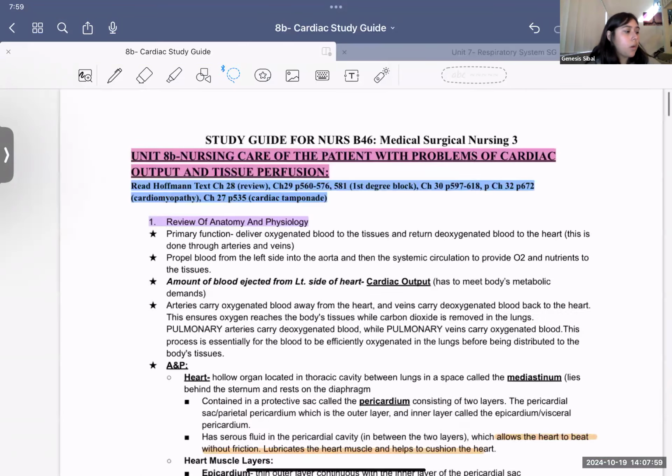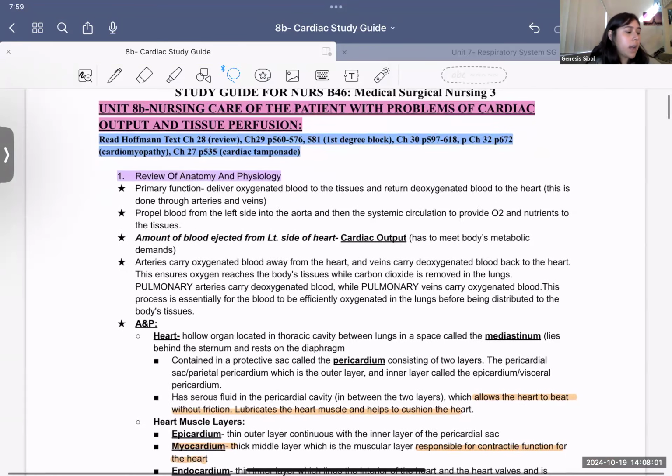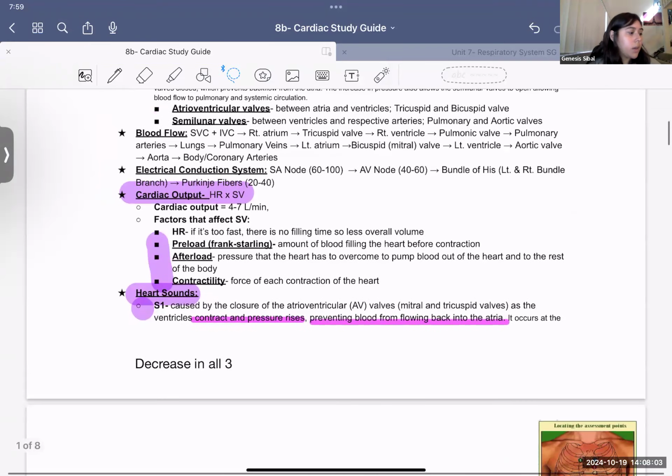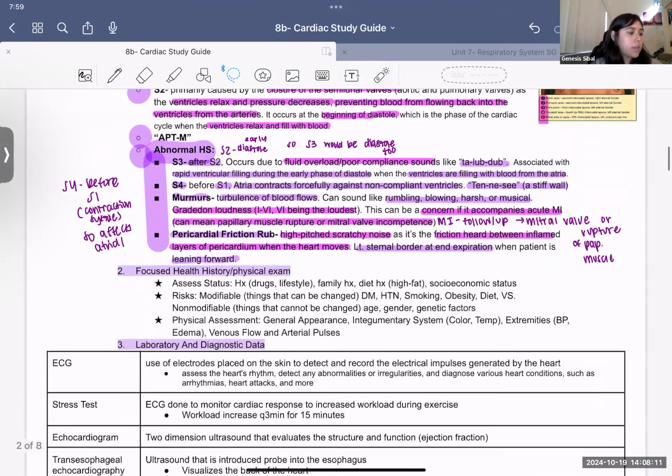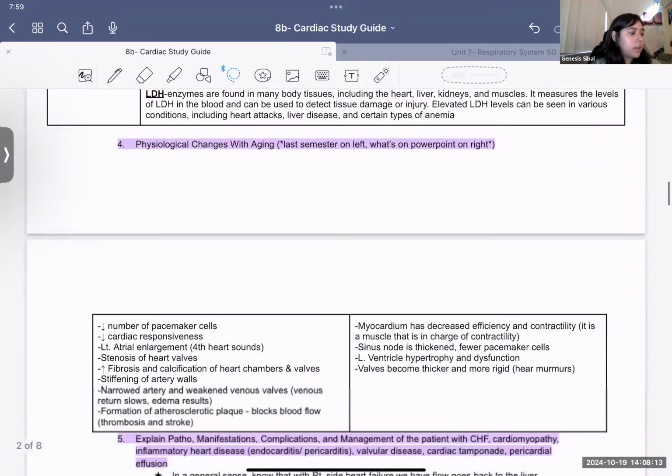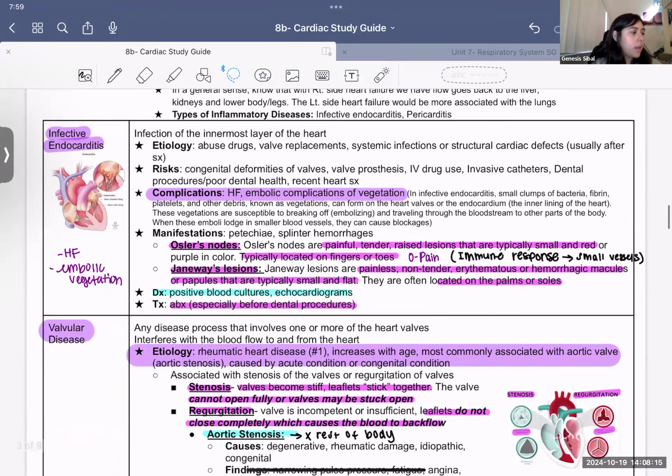So now for the cardiac study guide, I'm not going to go through all this information. Afterload is just the pressure that the heart has to overcome. Preload is the amount of blood filling the heart before it contracts. And then all that stuff, try to just go over that. Okay. So infective endocarditis, this is an infection.